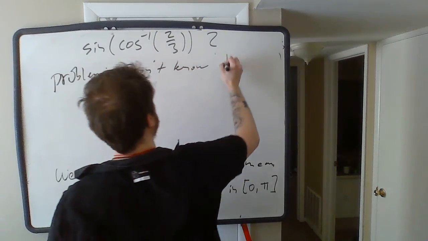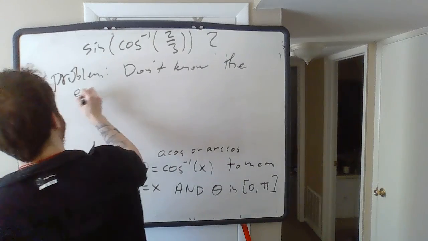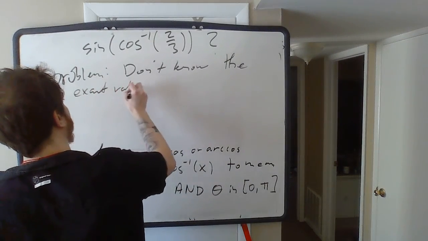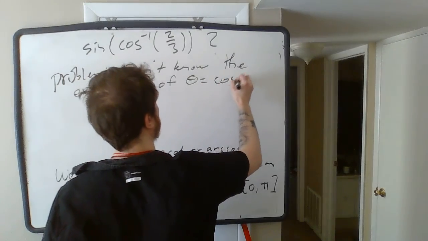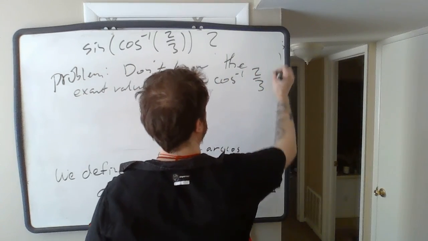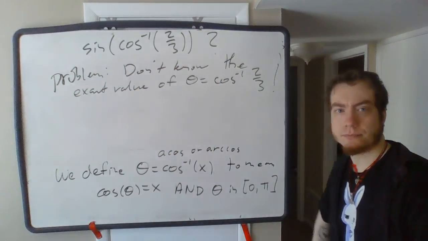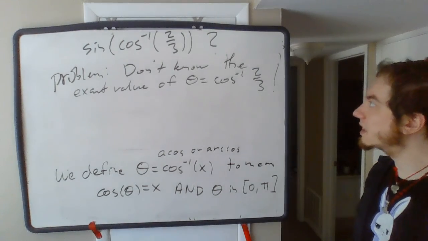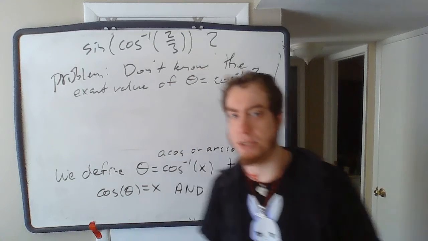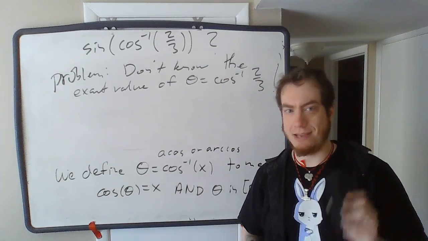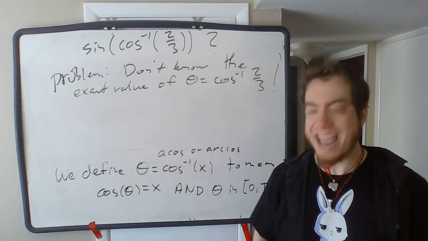We don't know the exact value of theta equals cosine inverse of 2/3. Well, that's a bit of an issue. And you might think that that means that this is simply an impossible problem to do. But it isn't. There's actually a way that we can handle this.